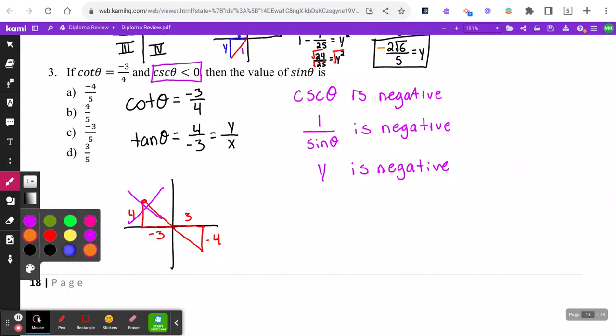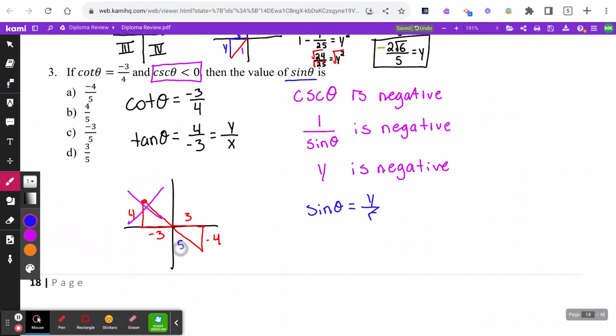Now they want us to calculate sine of theta. Sine of theta equals y over r. So I'm going to have to find r. We've already actually done this one. R is 5. So if you did Pythagorean Theorem, you'd get 5 again. But we already did that triangle. That means sine of theta equals negative 4 over 5. A.